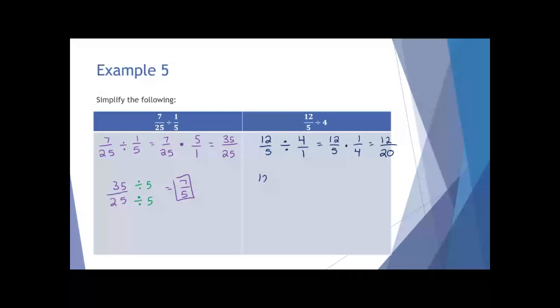And then we want to reduce 12 over 20. Okay, both divided by 4? Yep. So I'm going to divide them both by 4. That's 3/5. Yep. 12 divided by 4 is 3. 20 divided by 4 is 5. That's exactly right. 3/5.